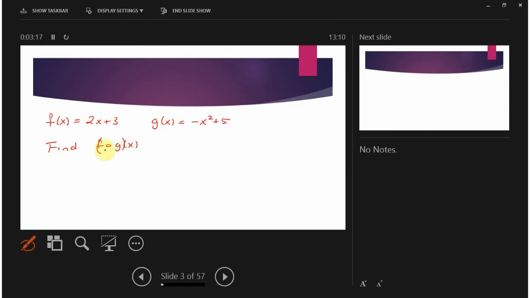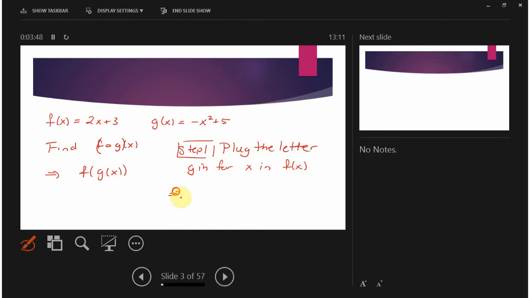What that means is you're looking for f of g of x. And I've recommended always to students who want to get it right that they do this as a 2-step process. So step 1 is to plug the letter g in for x in f of x. Like so.